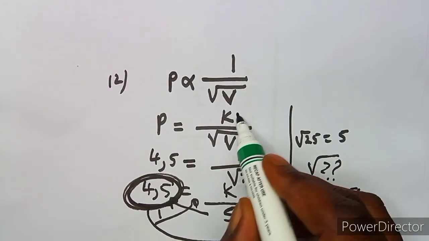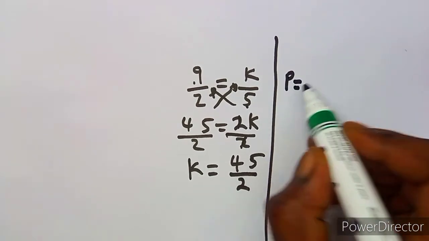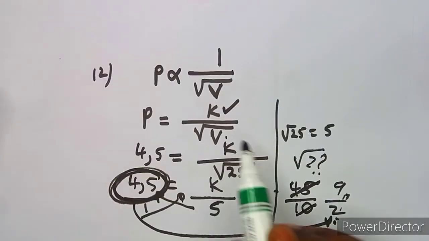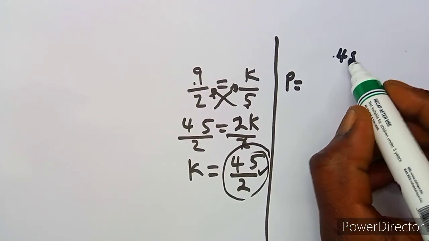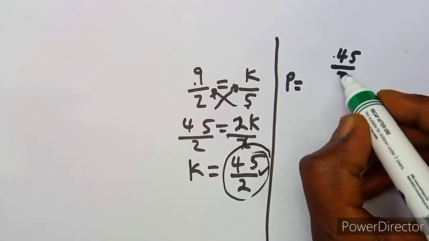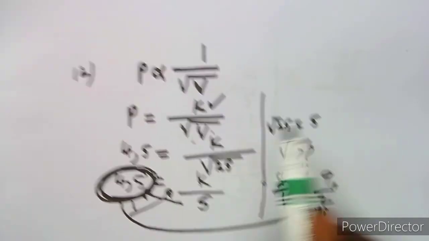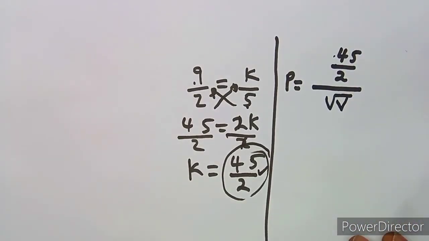So we substitute the value of k here. Anyways, p is equal to k, which is 45 over 2. So it was supposed to be like this, guys. Let me write it. So it was supposed to be 45 over 2, this is your k, over the square root of v, like this. This was supposed to be the presentation, but guys, this does not sound well in mathematics.